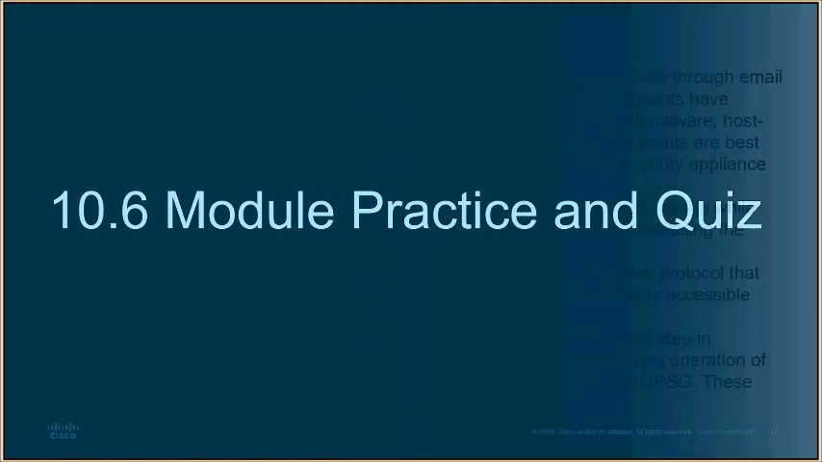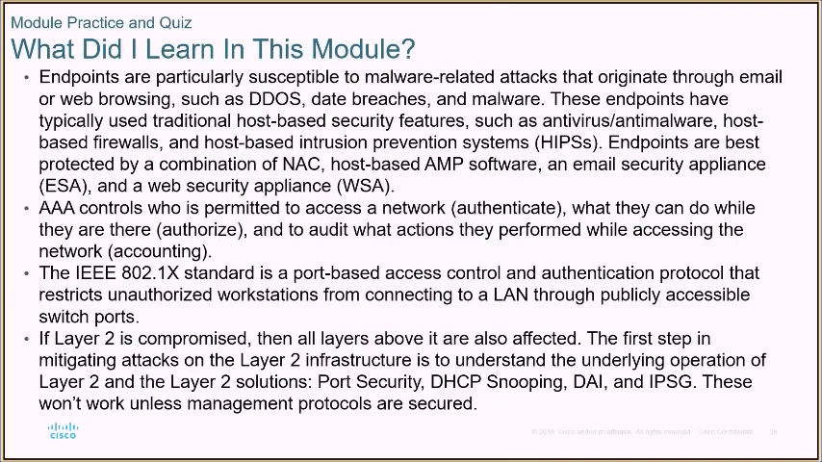Okay, we've hit the end of the chapter. So what did we talk about? We spoke about endpoint security. Endpoints are particularly susceptible to malware-related attacks that originate through email or web browsing, and also distributed denial of service and data breaches. These endpoints have typically used traditional host-based security features such as antivirus, anti-malware, host-based firewalls, and intrusion prevention. Endpoints are best protected by a combination of NAC, host-based AMP software, an email security appliance, and a web security appliance.